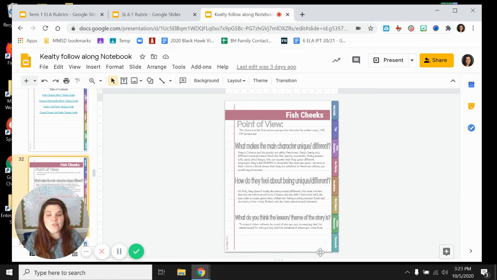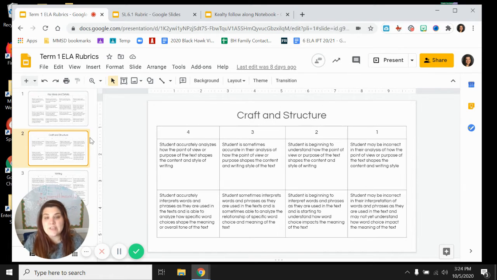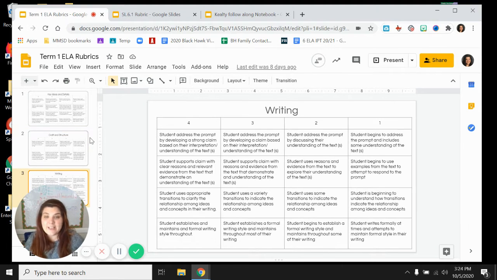Friends, I just wanted to go over a couple of quick grading things. I want to be a little bit more specific so that you all understand what's going on with your grades in Infinite Campus. You're going to notice a couple of different things have changed. You will see that you have 3 types of grades that are going to be coming up as we are working in your notebook. The first grade that you're going to see is under Key Ideas and Details. You are going to see a Craft and Structure grade, and then you're going to see a Writing grade. So I'm going to go through those with you right now.